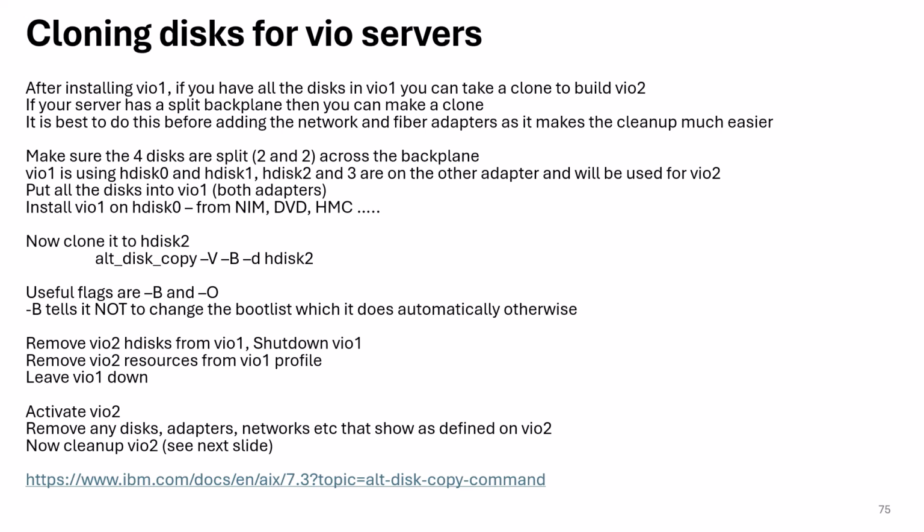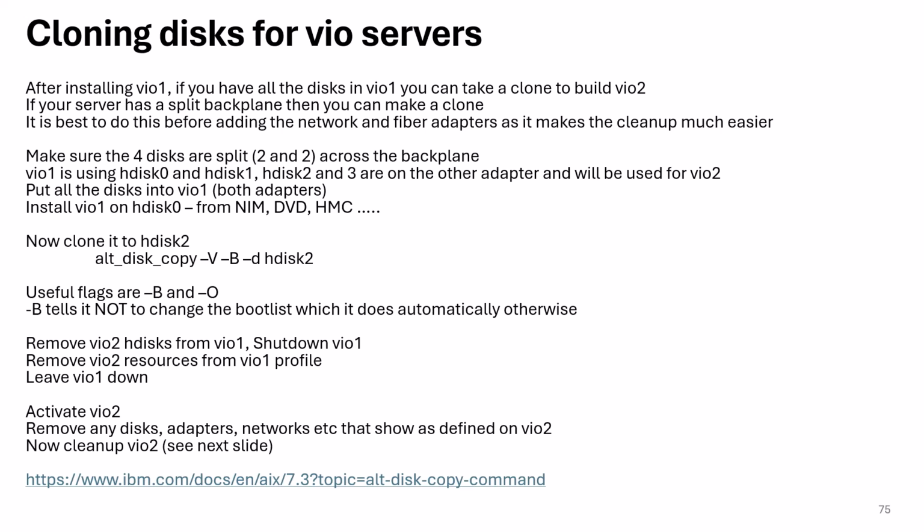So one way that you can save time when you're installing new VIO servers is to build the first one, but stop before you add the network and fiber adapters, and then basically do an alt_disk_copy clone to one of the other disks, and then shut the VIO servers down, take away that extra disk, put it in the other VIO server, boot it, and then there's a little bit of cleanup work that you have to do. Personally, I find it much easier just to install 2 fresh VIO servers from NIM and then do the customizations afterwards.